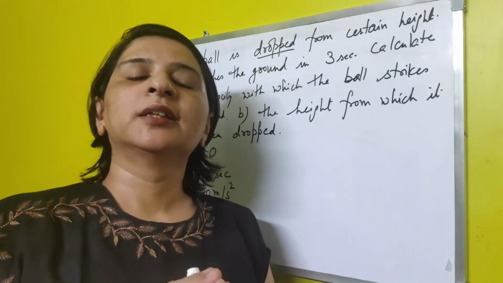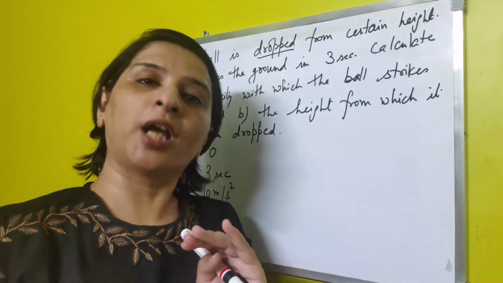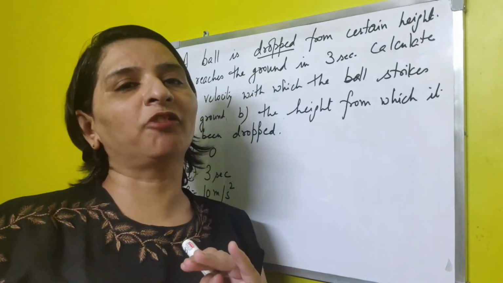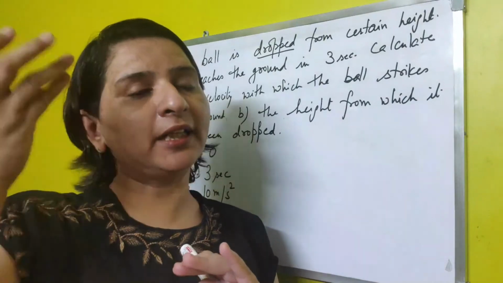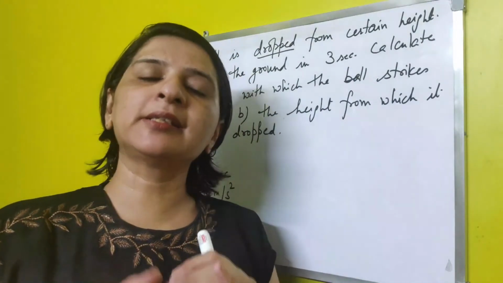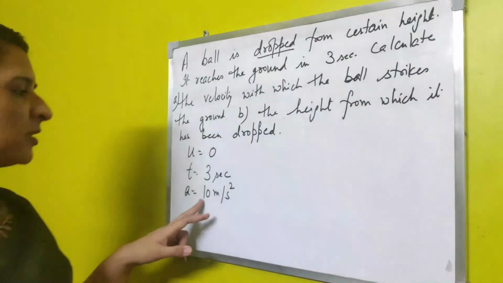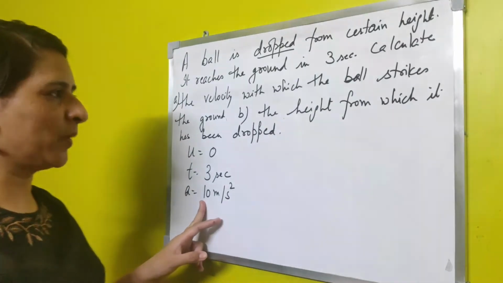Fine. And if it would have been the other way around, the ball would have been thrown up. In that case, the ball would have been going against gravity. Then we'll have to take the acceleration as negative, -10. But at present, it is moving in the direction of gravity. So hence, acceleration is taken as plus 10 meter per second square.